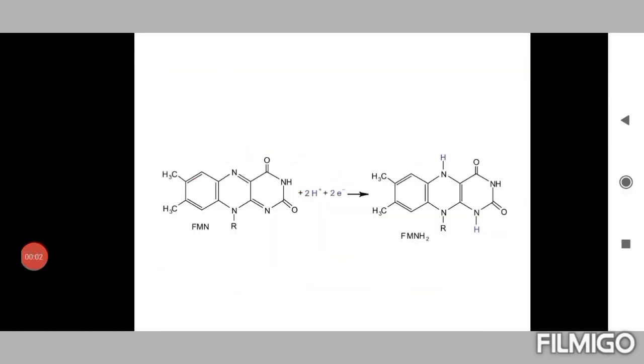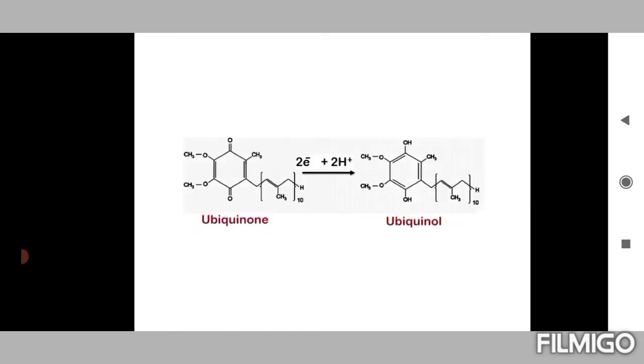So when we say that FMN, flavin mononucleotide, gets reduced to FMNH2, what we mean is that by acceptance of electrons here, nitrogen here and here get reduced, so that it gets converted to FMNH2, and these electrons further pass to complex 1. As well as ubiquinone accepts electrons from complex 1. That means here, the double bond O gets reduced to become ubiquinol.